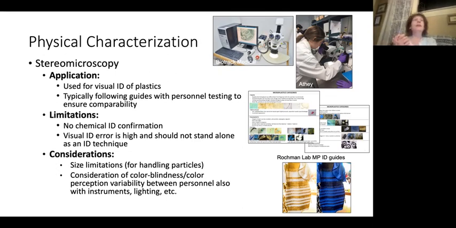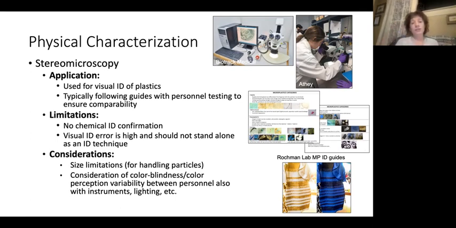And at least once per day, you're going to find something that doesn't look like any of the examples on the sheet you printed out. And so just, fair warning, that is not unusual, but you do your best. Limitations with stereomicroscopy are that visual ID error is relatively high, and it really should not stand alone as an identification technique, especially when you're getting into plastics that are smaller than a millimeter in size.